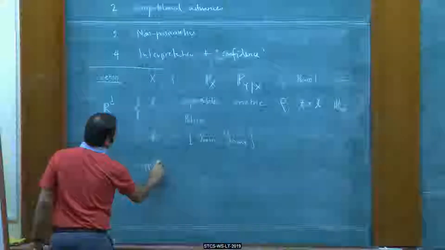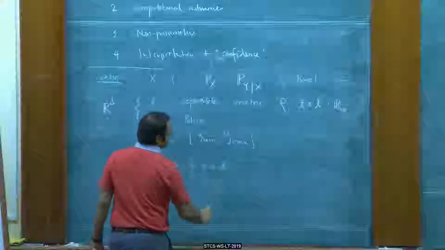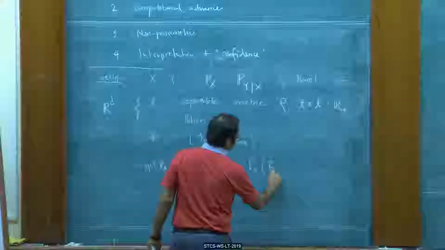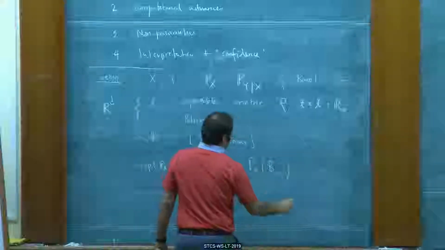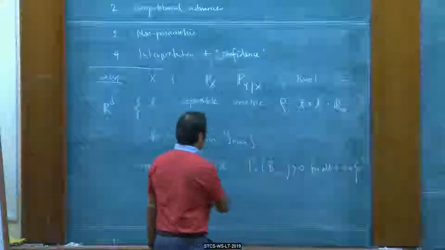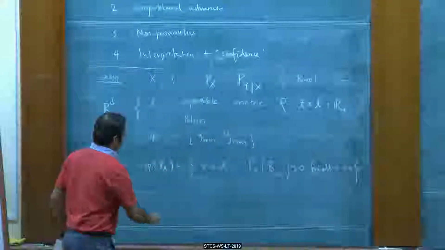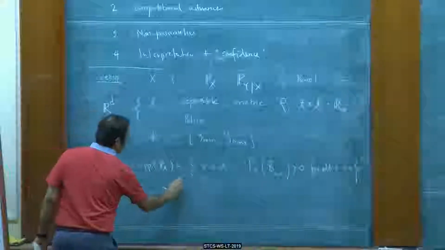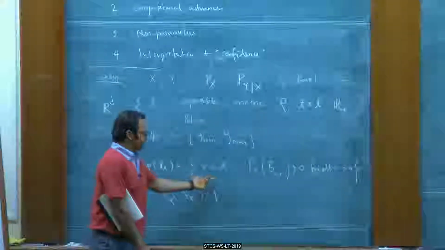In particular, the support of P of x is the following set: all x's such that the probability of a closed ball around point x of radius r is strictly positive for all r greater than 0. Look at the set of all x's such that this is true. This is the support. Let's call this Sx, then Px of Sx is 1. Okay. And this definition is instrumental.